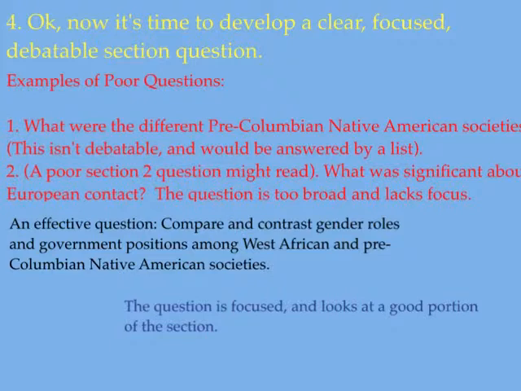I want to provide some examples of poor questions before we get at what an effective one should look like. One question might read, what were the different pre-Columbian Native American societies? This isn't debatable, and it would be answered by a simple list. A poor section question 2 might read, what was significant about European contact? This question is way too broad and it lacks focus. An effective question would be: compare and contrast gender roles and government positions among West African and pre-Columbian Native American societies. This question is focused and looks at a good portion of the section.